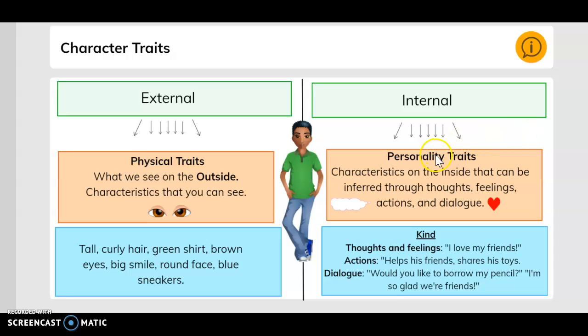Internal, personal traits, characteristics on the inside that can be inferred through thoughts, feelings, actions, and dialogue. Kind. Thoughts and feelings: I love my friends. Actions: helps his friends, shares his toys. And dialogue: would you like to borrow my pencil? I'm so glad we're friends. So that's all about their personality and how they treat others. So it says a lot about them as a person.